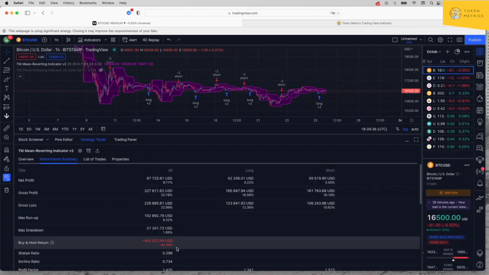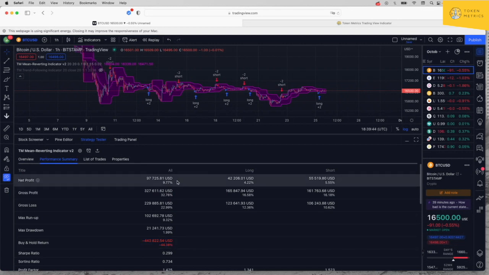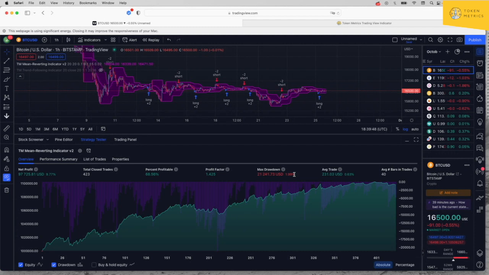And then we can see more into detail. If you had bought and held this coin at the same time we started the strategy, the coin would have been down 45%, but our strategy would have been up 9% without taking too much risk. As you can see here, the max drawdown is only 2%. So for this specific case, it was a very low risk and not a bad return.